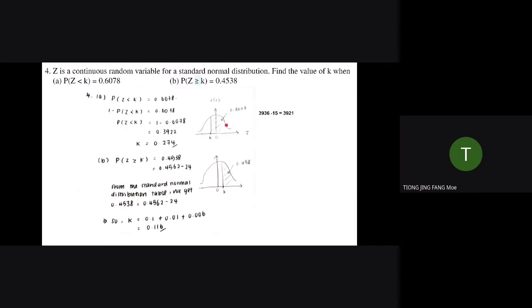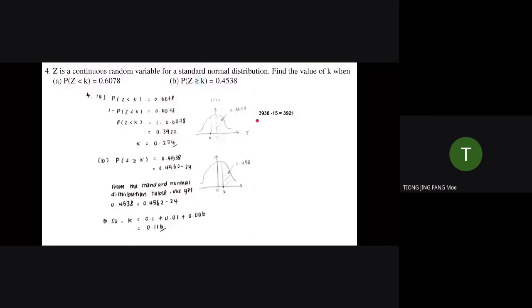And then we know that 0.6078 is already larger than 0.5. So we need to use 1 minus 0.6078, and we will get 0.3922. We refer to the standard normal distribution table. We could find that k is equal to 0.274. And B, when Z is greater than or equal to k is equal to 0.4538.